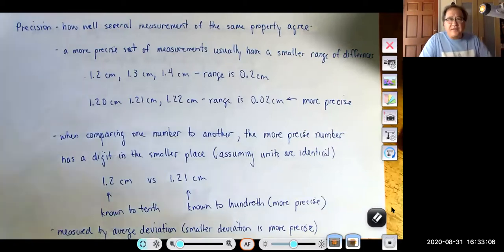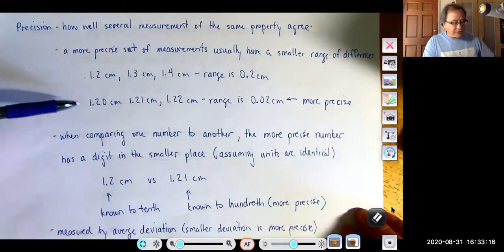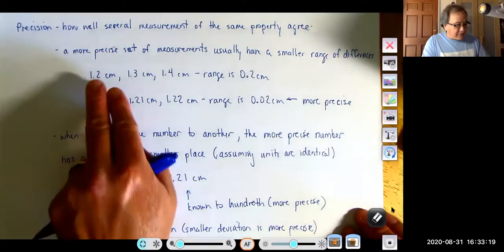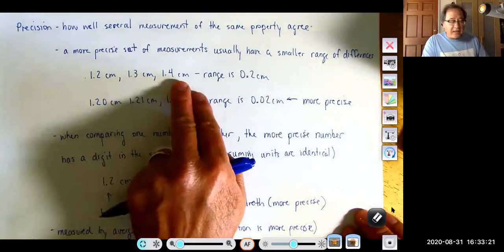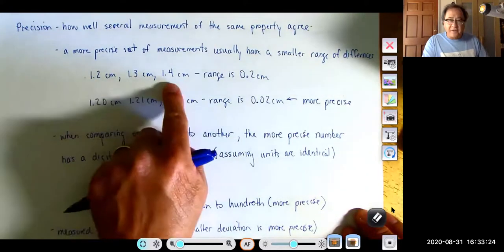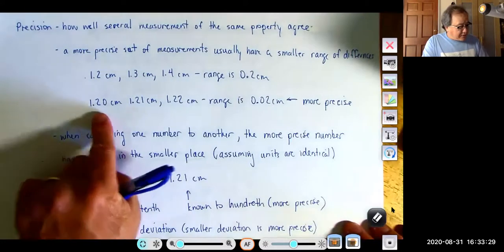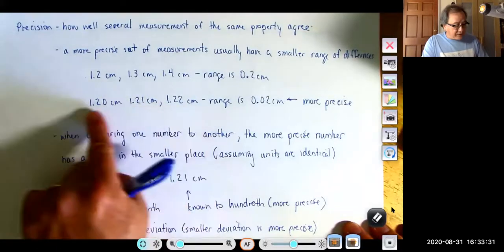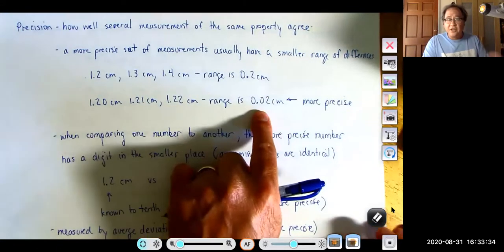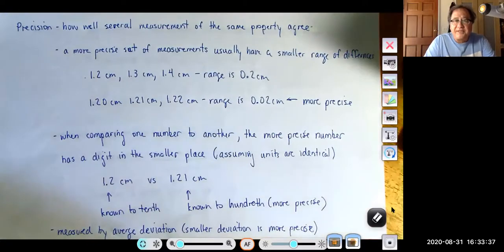So how do you determine if they agree? A quick and dirty way to look at it is to look at the range of measurements. Here I have that example where we've measured something, and here are the three values of measurement. If you look at the smallest value versus the largest value, the range is 0.2 centimeters. Now, if you look at these three measurements, the range is 0.02 centimeters. The smaller the range, the more precise the measurements. 0.02 centimeters is a smaller range than 0.2 centimeters.